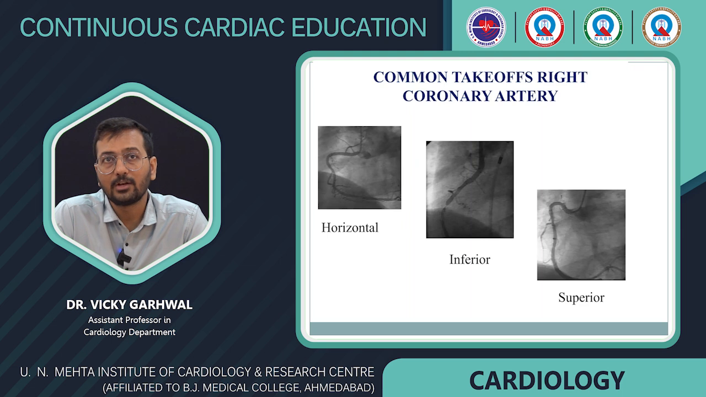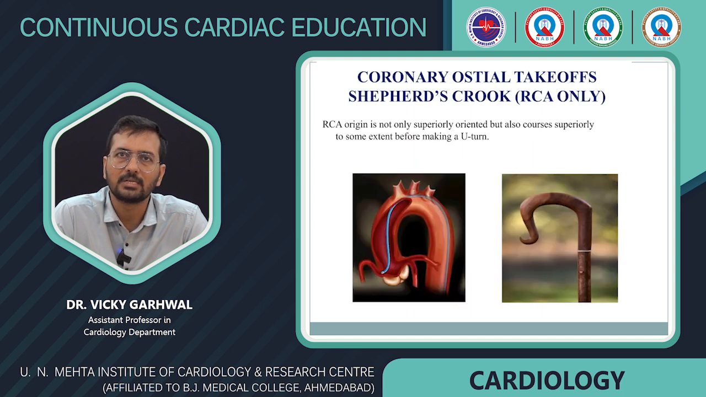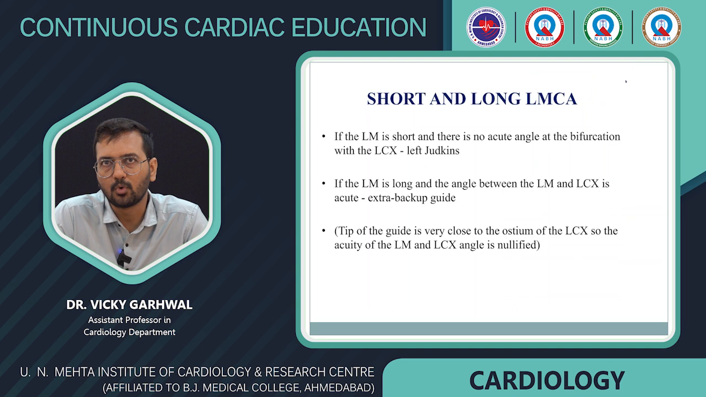Common takeoff from the right coronary artery: horizontal, inferior and superior. For inferior, a multi-purpose guide is properly used, and for the superior we can also use a multi-purpose or Amplatz catheter. This is a Shepherd-Crook takeoff of the RCA. The RCA origin is not only superior oriented but also courses superiorly to some extent before making a U-turn. So JR guides do not provide proper support to the Shepherd-Crook RCA.